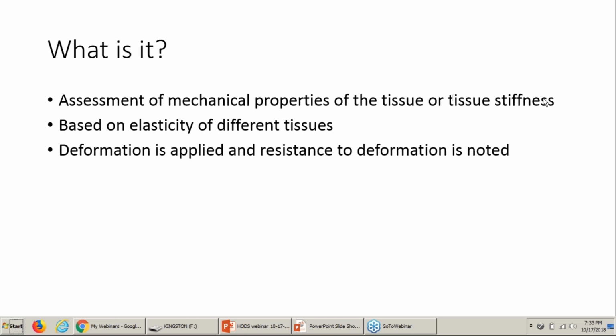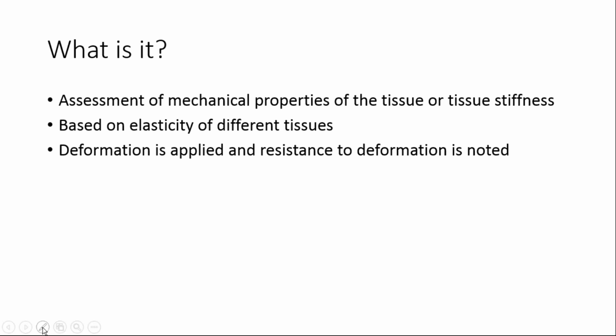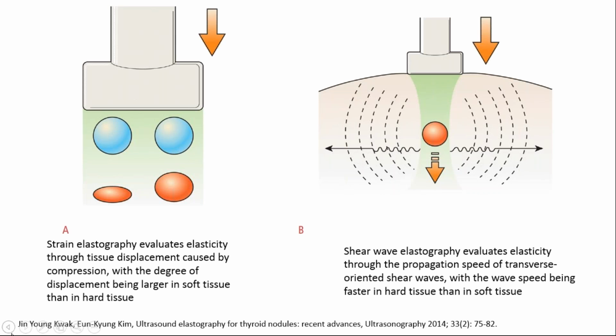And so what we do is we check the tissue stiffness and elasticity of different tissues. There's a force that is applied which deforms the structures, and how much a structure or a tissue resists that deformation is what is measured on an index. So there are mainly two types of elastography that are in use at present, and that is strain elastography, which you can see on the left, or shear elastography, which you see on the right.